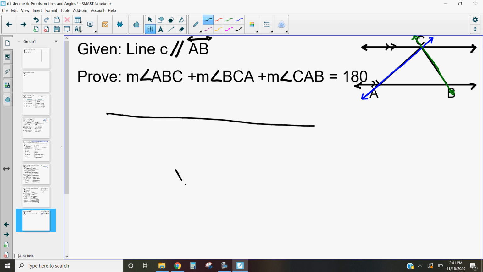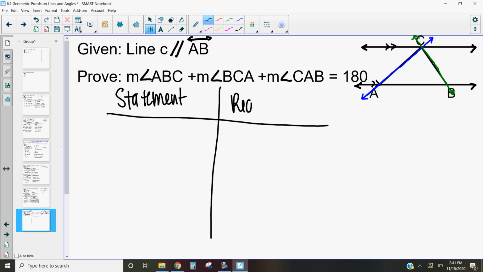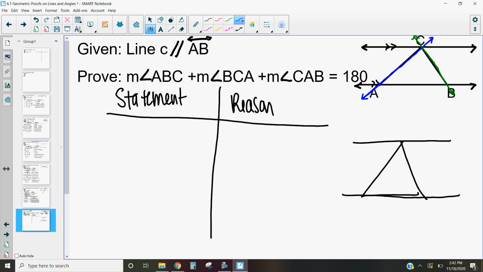Let's start by creating our two-column proof. Now here's kind of what I'm thinking. We've got our statement. We've got our reason. Now let's go back to our triangle over here. I'm going to draw a new picture so I can draw all over it. So here we are with our triangle. We've got our two parallel lines.